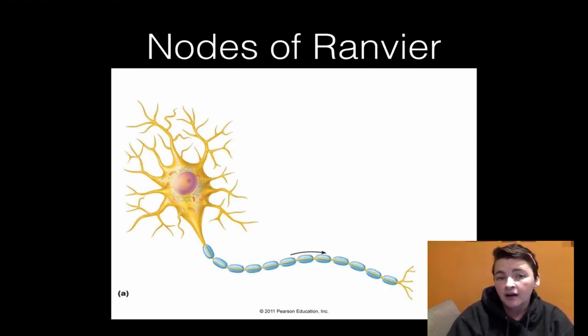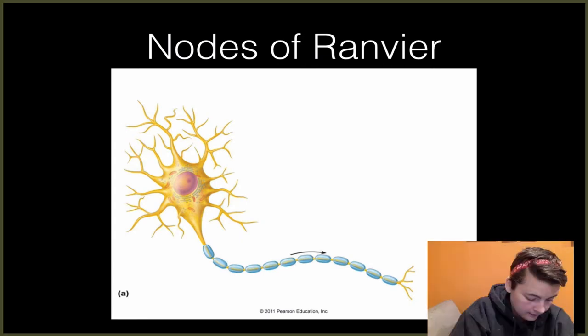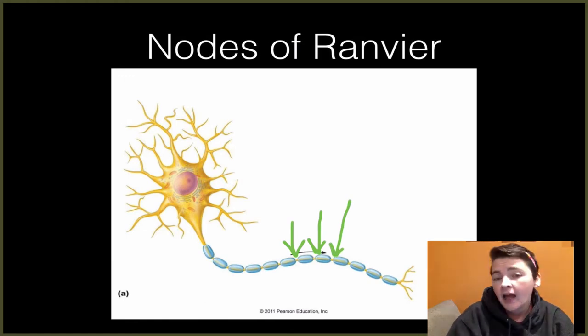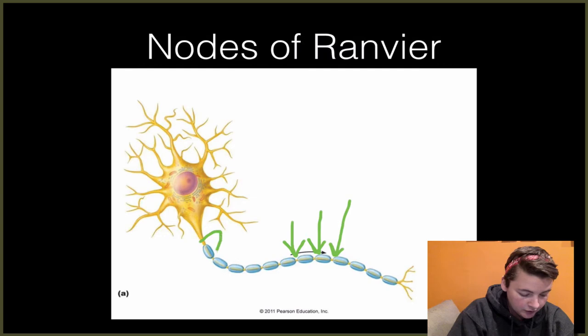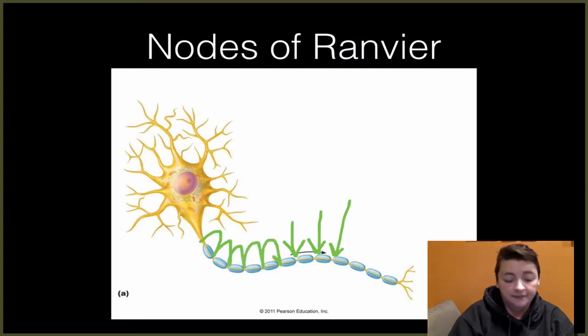The nodes of Ranvier are the areas between the Schwann cells, and the message will travel from the cell body and will jump from node to node down the axon.